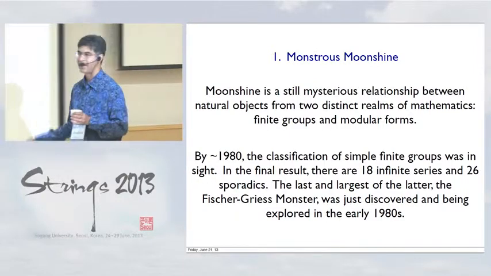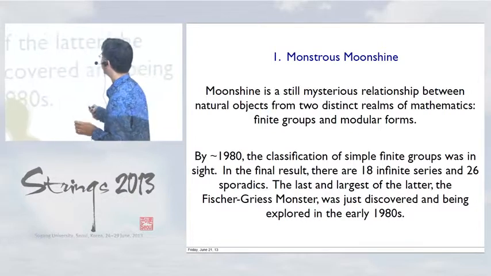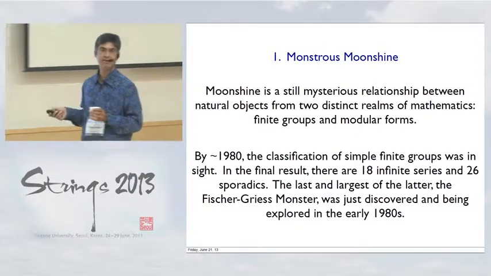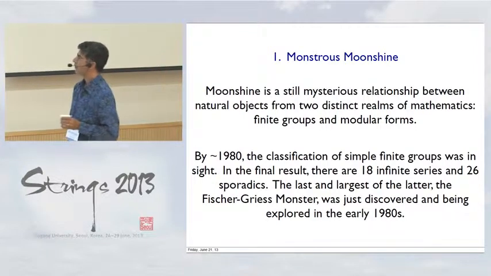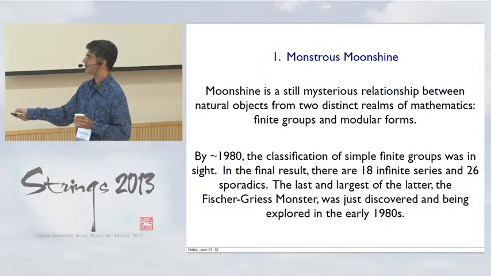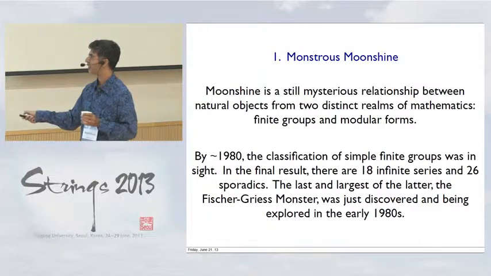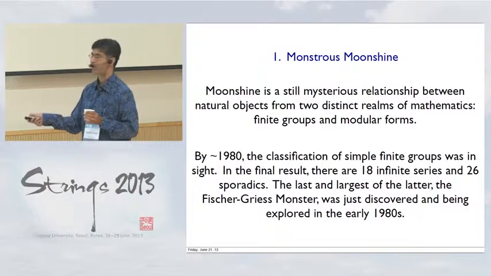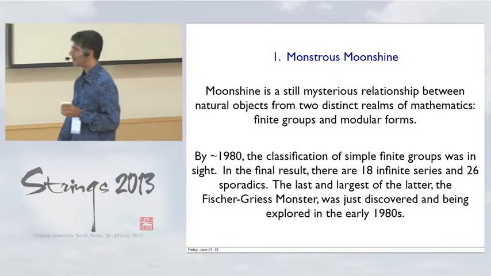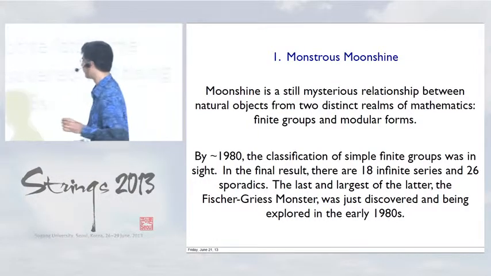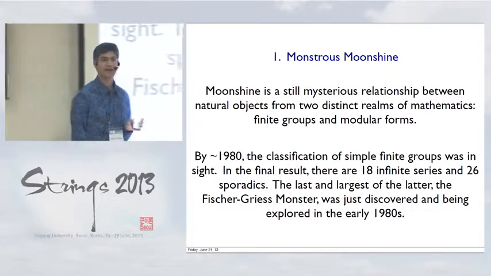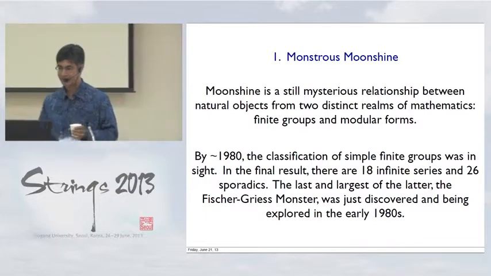Now, by roughly 1980, I'll be approximate with dates, the classification of simple finite groups was actually in sight and being completed, and I'm told it's done. So in the final result, which is apparently so complicated that no single mathematician really knows the whole proof, there are 18 infinite series of these groups, and also 26 oddballs, the 26 sporadic groups. And the last and largest of these oddballs, the Fischer-Griess monster, was just being discovered and explored in the early 1980s, right before the anomaly cancellation.